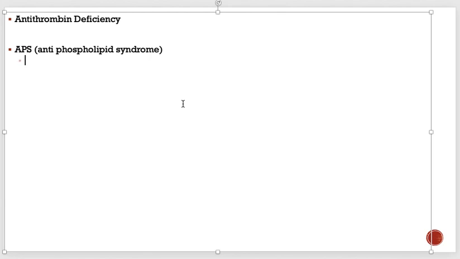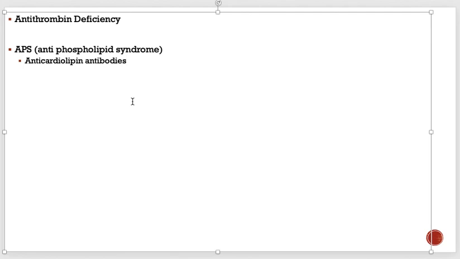Now what we find in their body are anti-cardiolipin antibodies, and many others, like lupus anticoagulant, can be found. The exact cause is not known, but what is known is that these antibodies interact with the platelet membrane phospholipid and activate the platelets more.